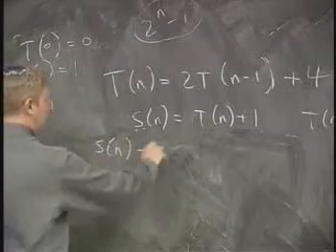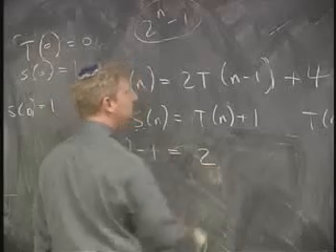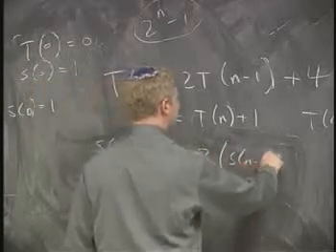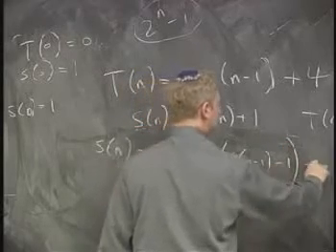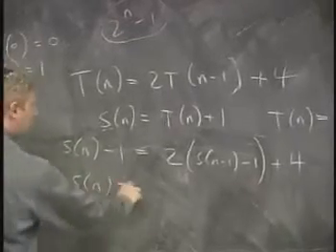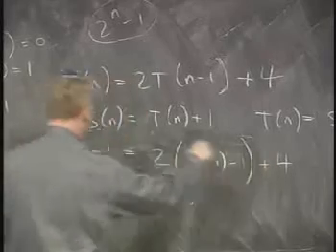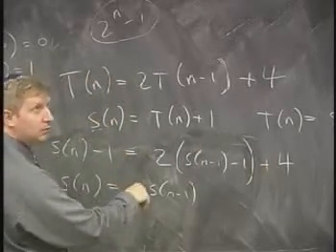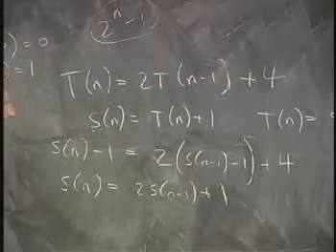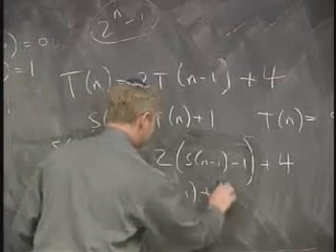You get S of n minus 1 equals, you tell me, Joe, you thought of it. You're stuck now. 2 times S of n minus 1 minus 1 plus 4. Right. So now let's try to solve for S of n. S of n equals 2 S of n minus 1 minus 2 plus 4 plus 1. Is that it? 3. Minus 2 plus 4 plus 1. 3.